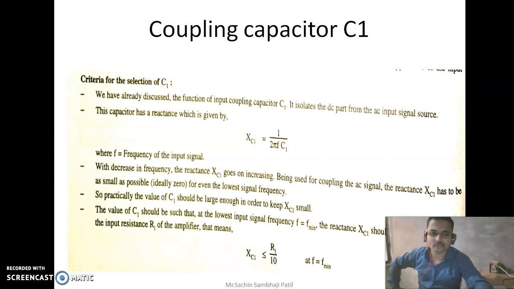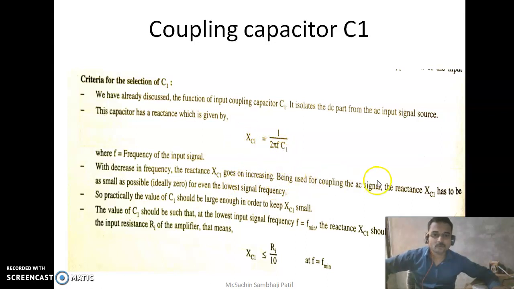What is the criteria for selection of C1? The coupling capacitor C1, what is the criterion for its selection? XC1 is equal to 1 upon 2 pi f C1. This is the formula. XC is the capacitive reactance, which is inversely proportional to frequency. Here f is the frequency of the input signal. If the frequency decreases, reactance increases. Suppose frequency is constant; 2 pi is constant and C1 is constant. Frequency can vary: if frequency increases, reactance decreases, and if frequency decreases, reactance increases.